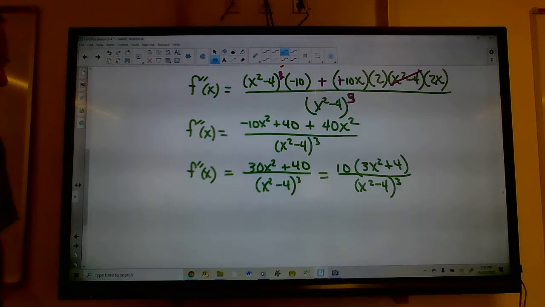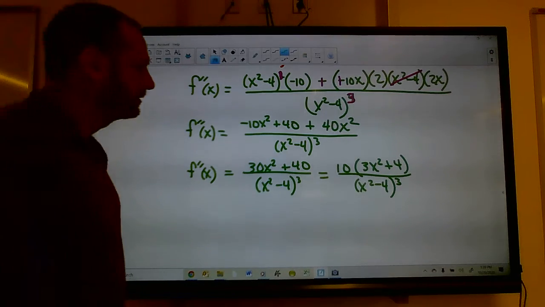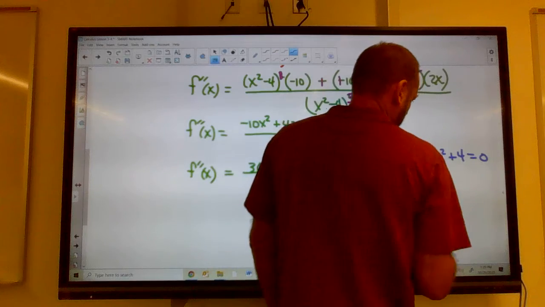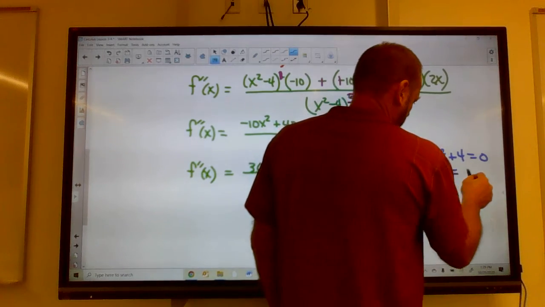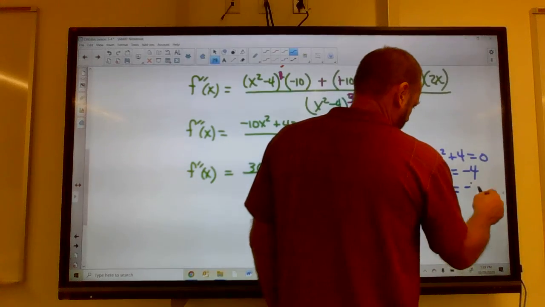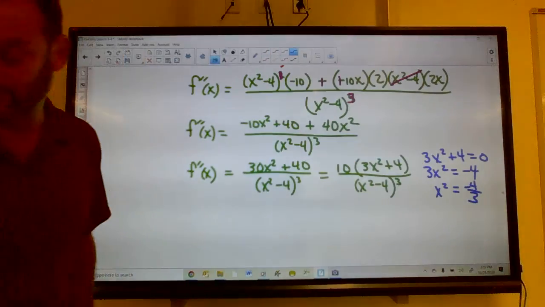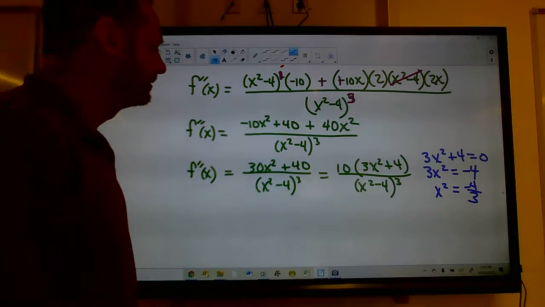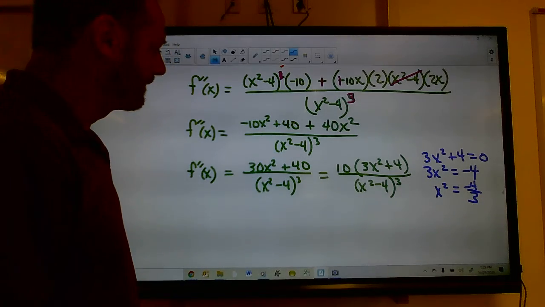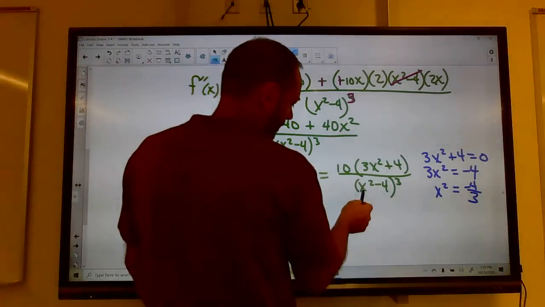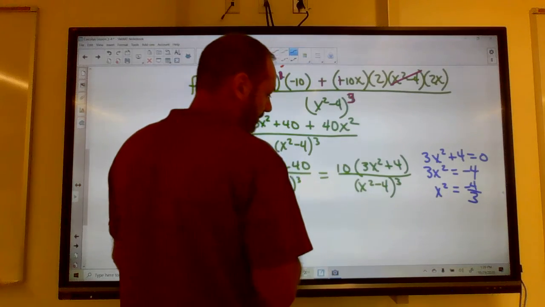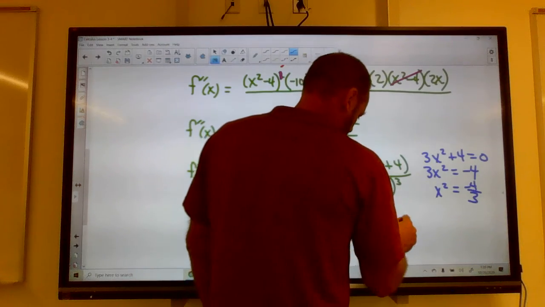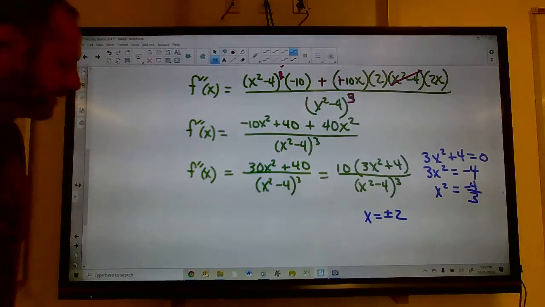Okay, so when's this thing going to equal 0? Well, when the numerator equals 0, and that would be when 3x squared plus 4 is 0. So 3x squared would equal negative 4, x squared would equal negative 4/3, and that's never going to happen. So I'm not going to have anything there to worry about. I'm going to have an issue on the bottom when x is plus or minus 2, because that means that the denominator will be 0. So x equals plus or minus 2, that's my critical points I got to deal with.